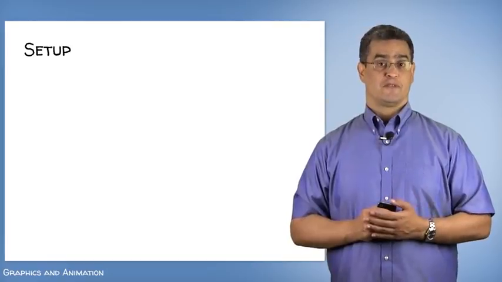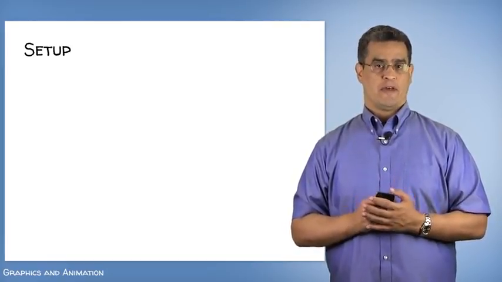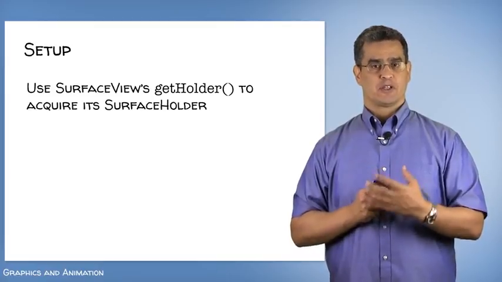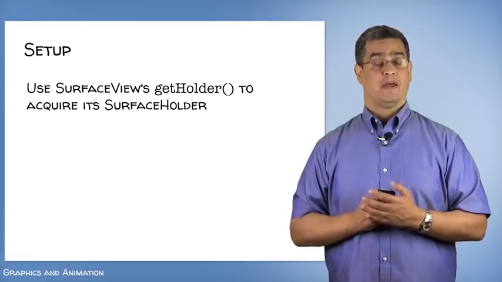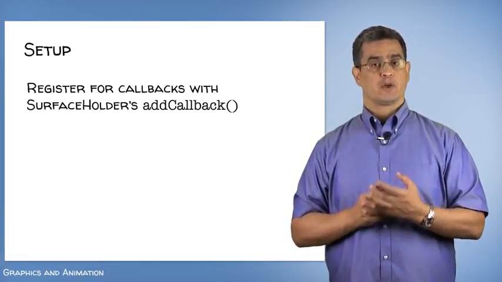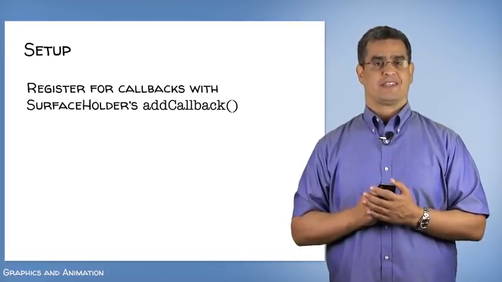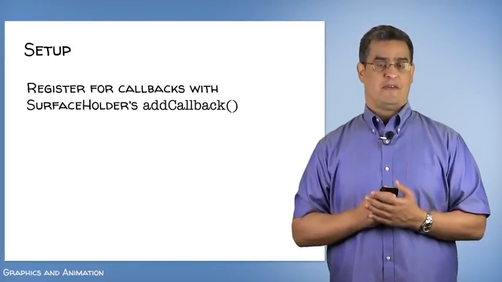To set up the surface view, you first use the surface view's getHolder method to acquire the surface view's SurfaceHolder. Next, you register the surface view for surface holder callbacks by calling the surface holder's addCallback method.